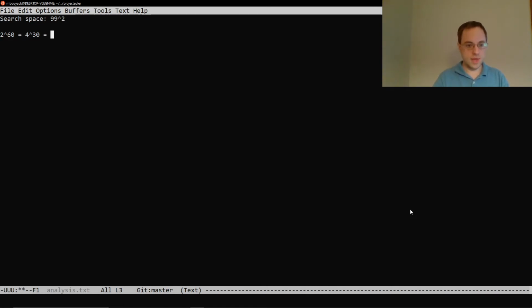However, going back to 2 to the 60th, this is also equal to 8 to the 20th, or 16 to the 15th, or 32 to the 12th, or 64 to the 10th. And so there are cases such as this where we have more than 2 possible representations, and it's pretty easy to see that the number of representations for a given integer can vary quite widely.